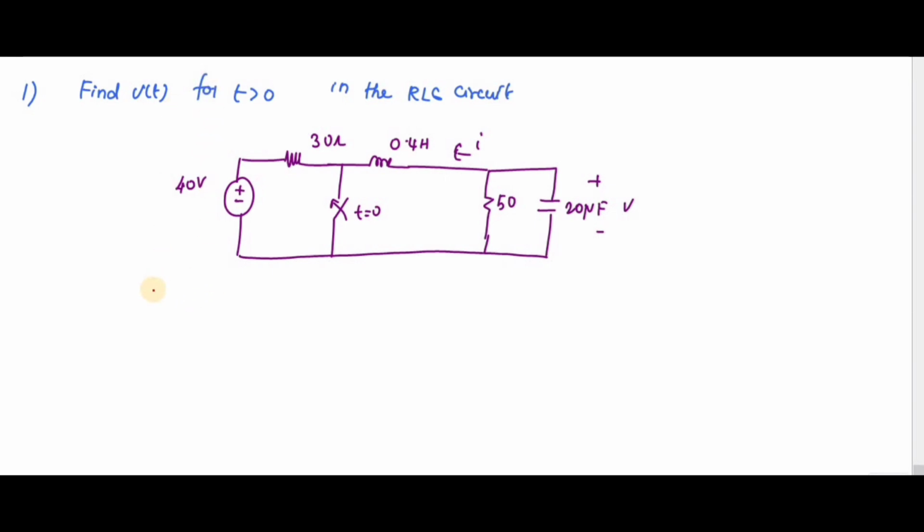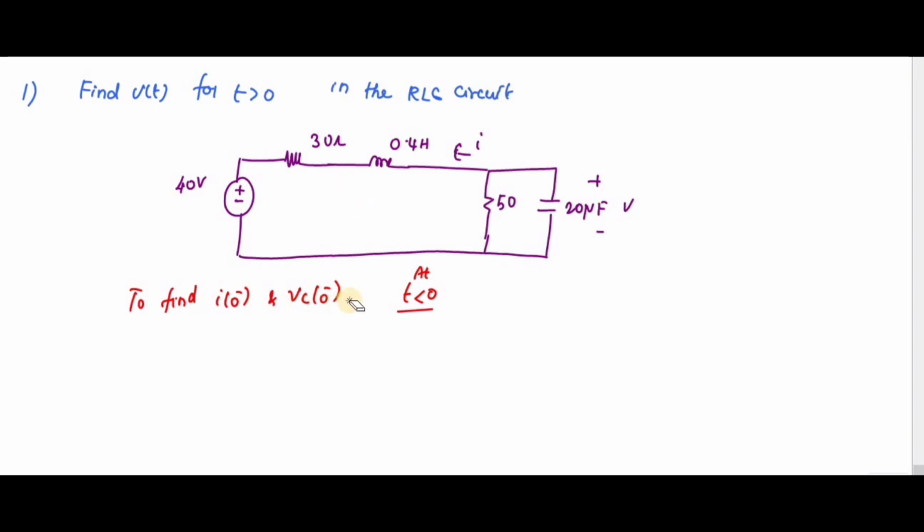When t is less than 0, at t equal to 0 only the switch is closed. So since t is less than 0, that is 0 minus, it is open circuited. We need to find the current flowing through the inductor and the voltage across the capacitor.